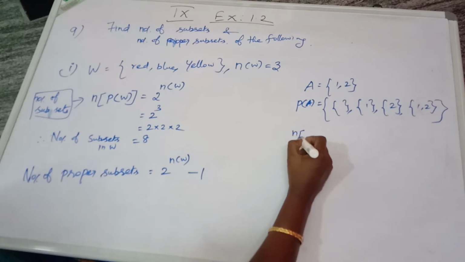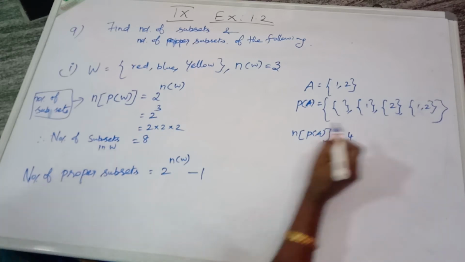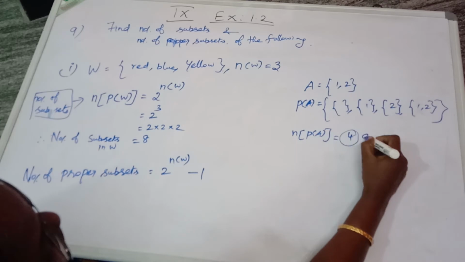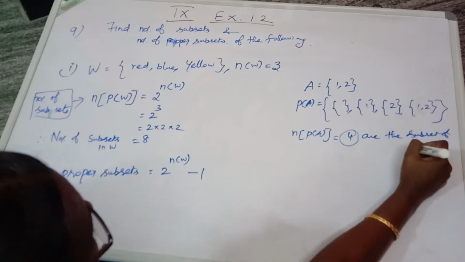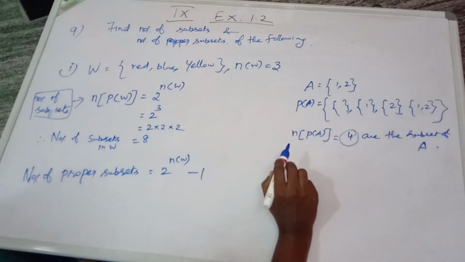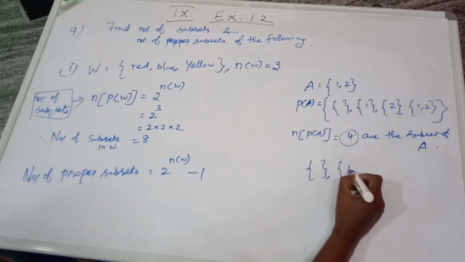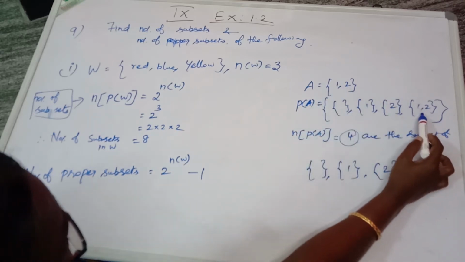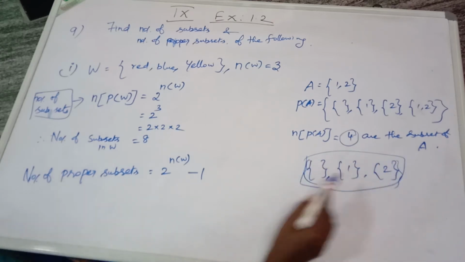So what is n of P of A? N of P of A means 1, 2, 3, 4. These 4 are subsets of A. What are the proper subsets? If you write only the empty set and the singleton sets, and you don't write the given set, those should be the proper subsets. The collection of these is the proper subsets.